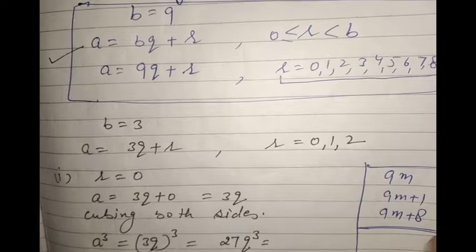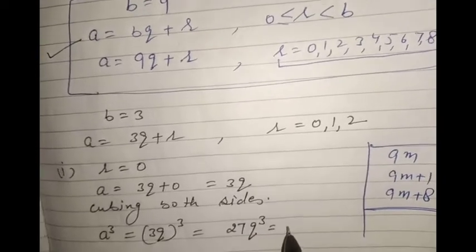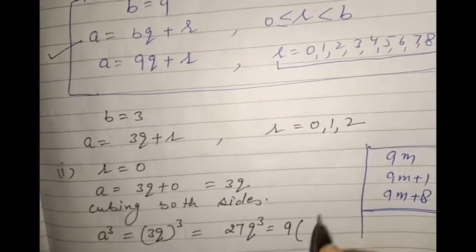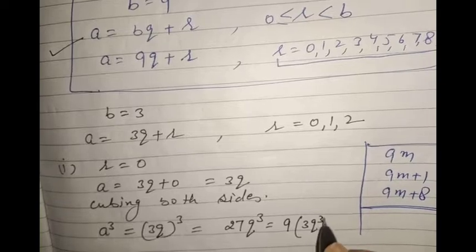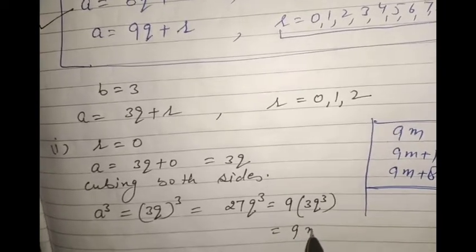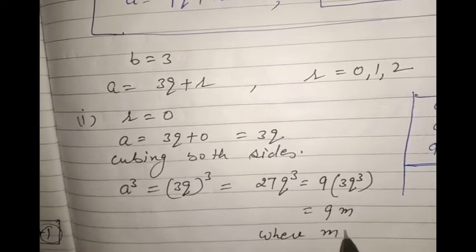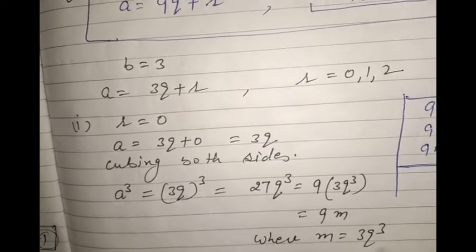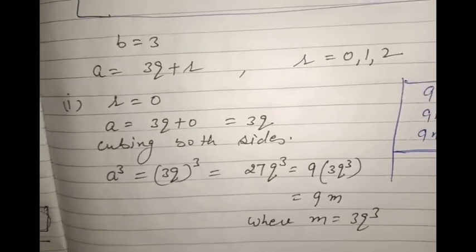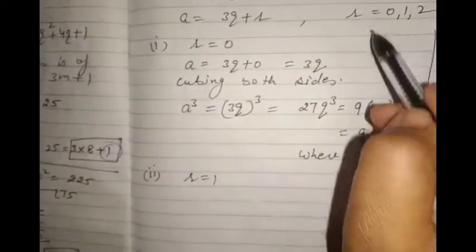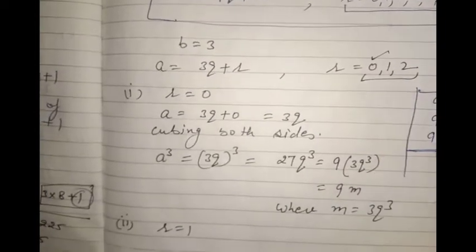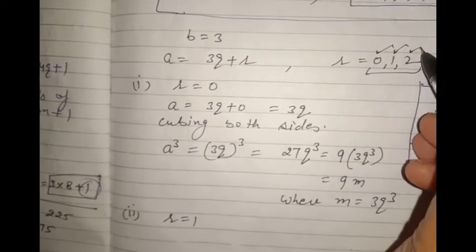Always keep this thing in your mind. 9m, it means I have to take 9 common. So what is left inside? 3q cube. So this can be written as 9m, where m is equal to 3q cube. This is our first part. Now second, if I take r as 1, because I need to discuss all three cases. r 0 I have discussed, 1 I am taking, and 2 I will discuss.